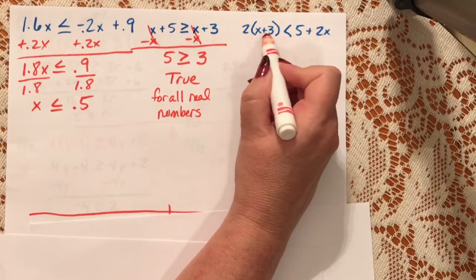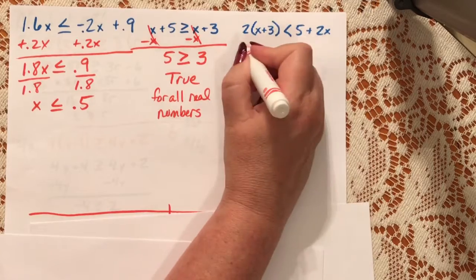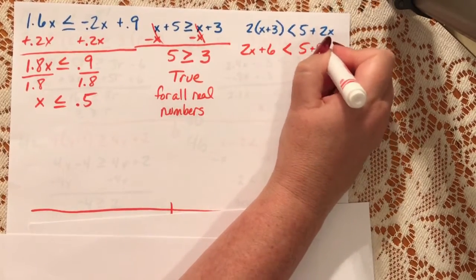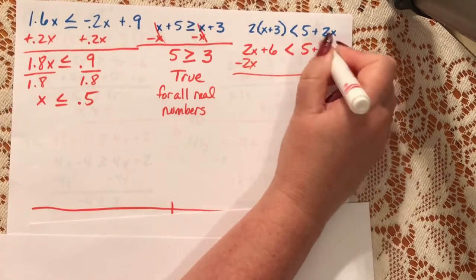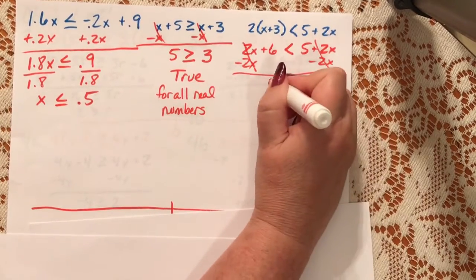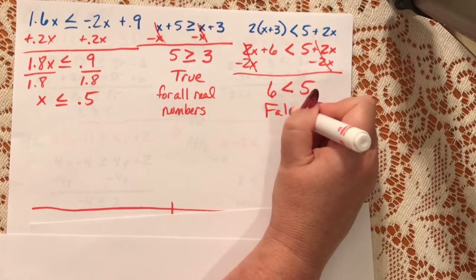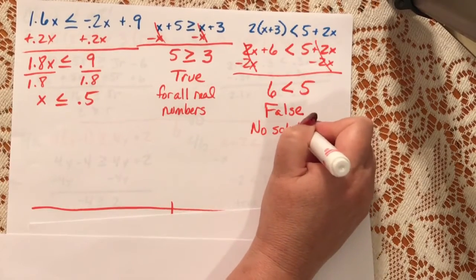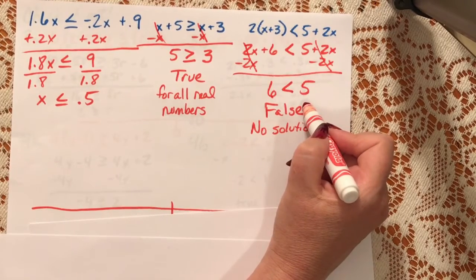Here we have 2 times x plus 3 is less than 5 plus 2x. So I'm going to distribute my 2. 2x plus 6 is less than 5 plus 2x. I'm going to subtract 2x from both sides. And here, both of my 2x's disappear. And I end up with 6 is smaller than 5. And this is not true, which means there are no solutions. Nothing that you can put in for x will ever make this true.